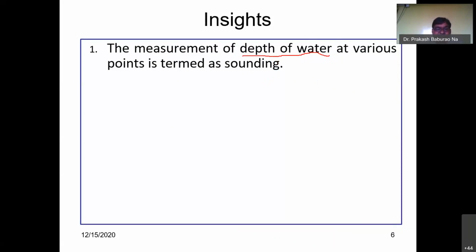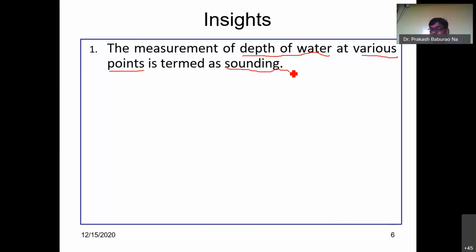So the major task in hydrographic surveying is to measure the depth of the water at various locations, and that is called the sounding. Technically, it is called sounding. In a simple way, the meaning of sounding is nothing but to acquire the information about the depth of the water around the river, or if there is any proposed work, then you need to find out what will be the depth of the water available.